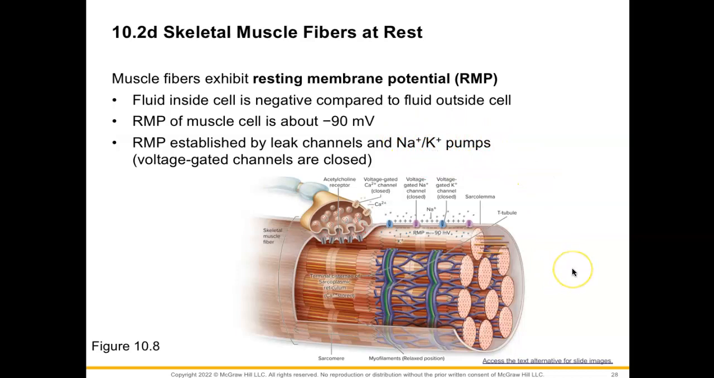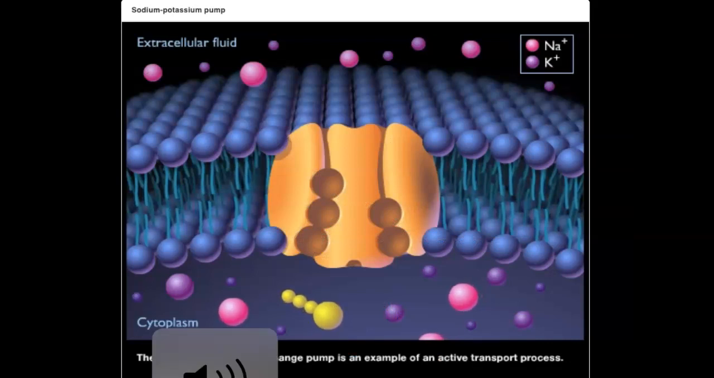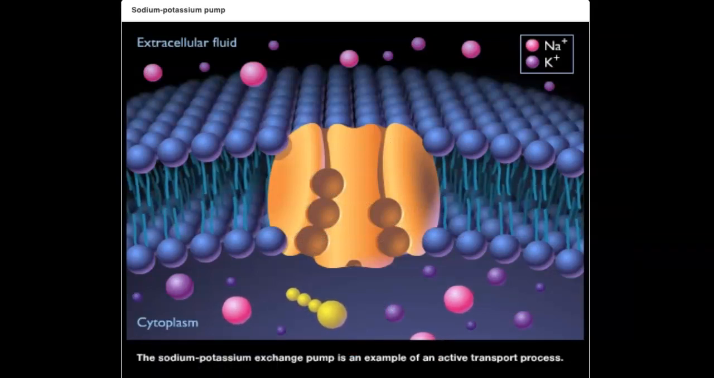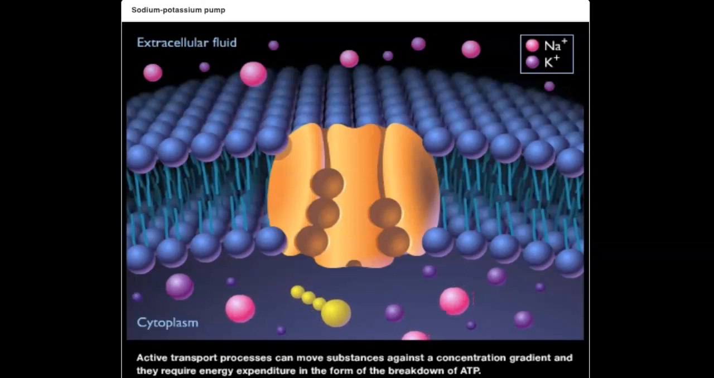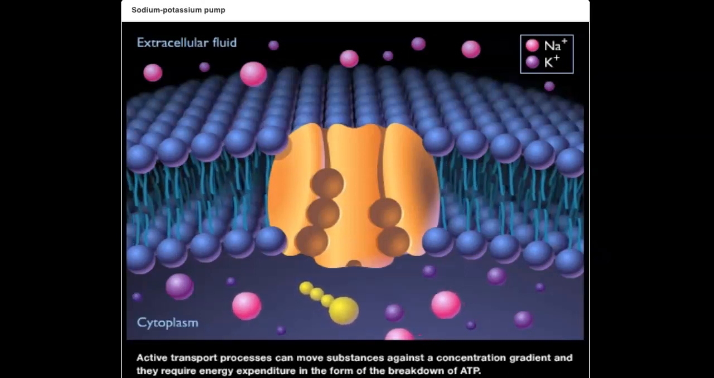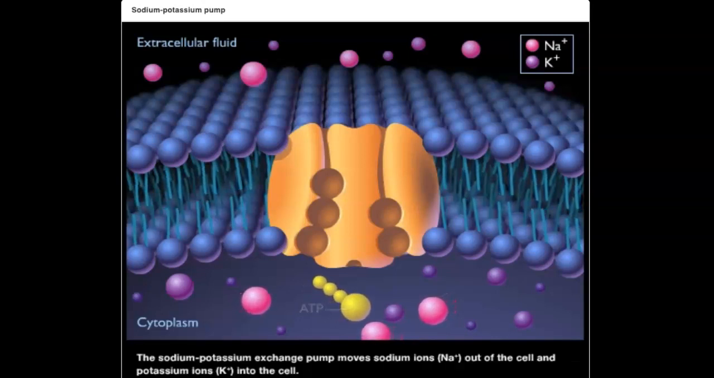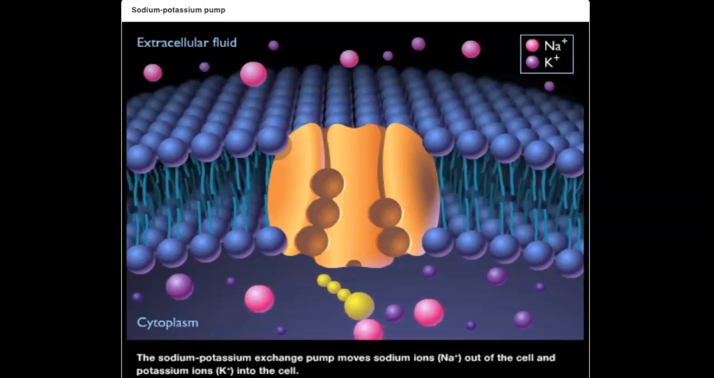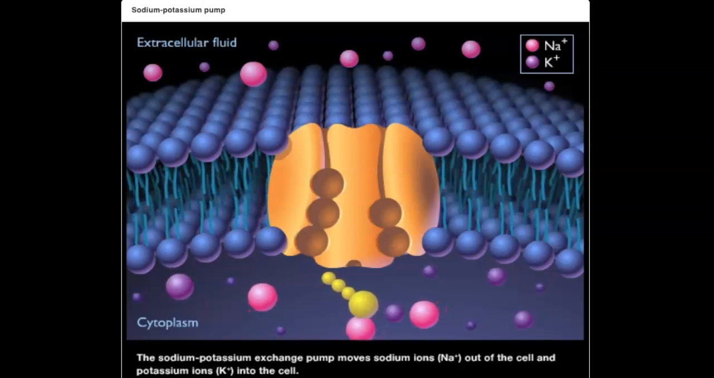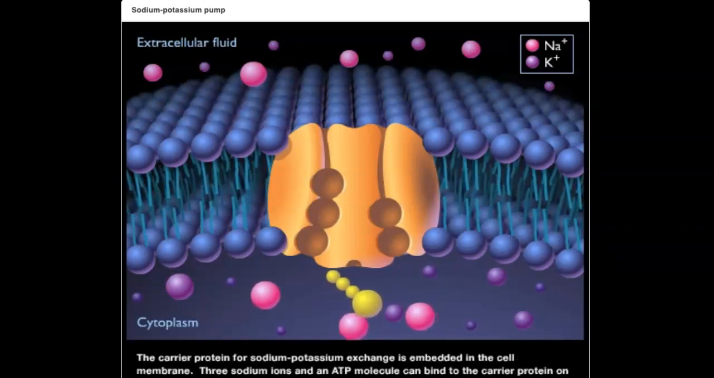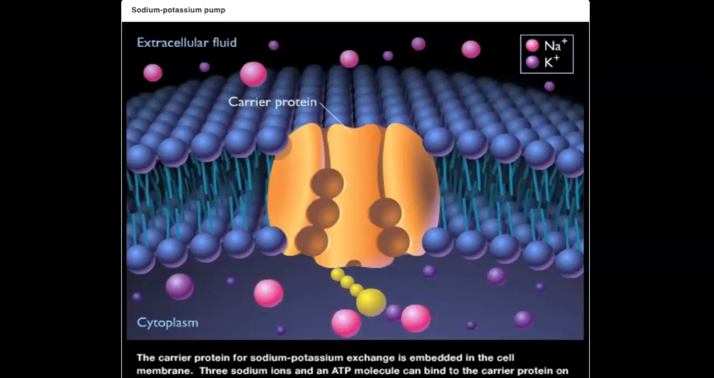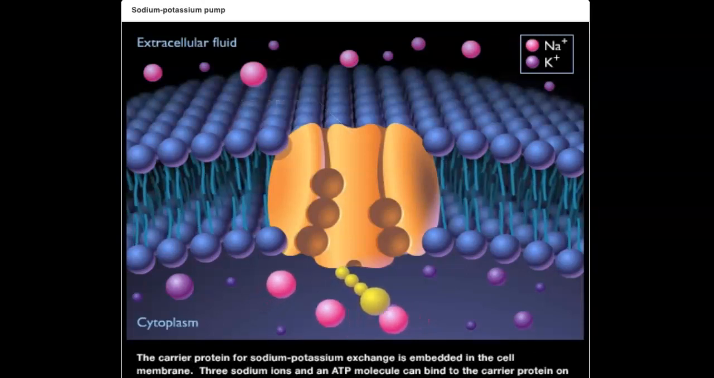Now let's review what a sodium-potassium pump is. The sodium-potassium exchange pump is an example of an active transport process. Active transport processes can move substances against a concentration gradient, and they require energy expenditure in the form of the breakdown of ATP. The sodium-potassium exchange pump moves sodium ions out of the cell and potassium ions into the cell. The carrier protein for sodium-potassium exchange is embedded in the cell membrane.